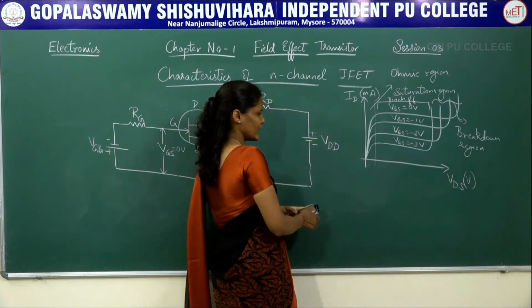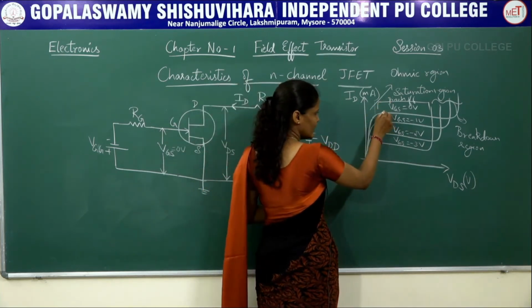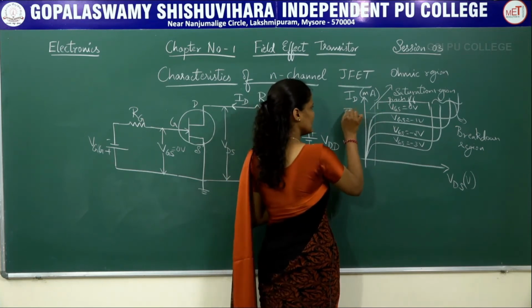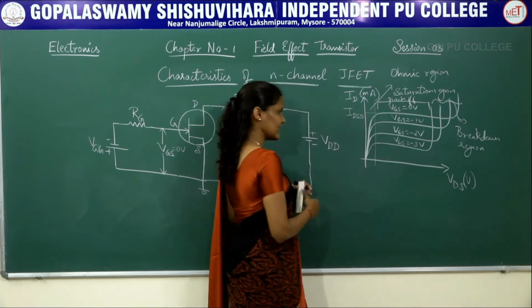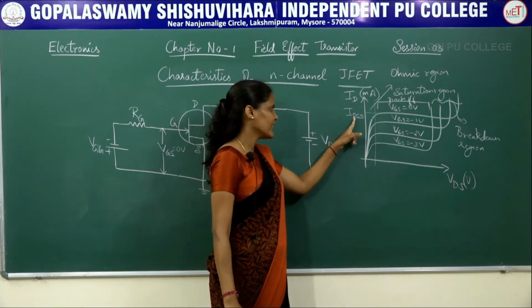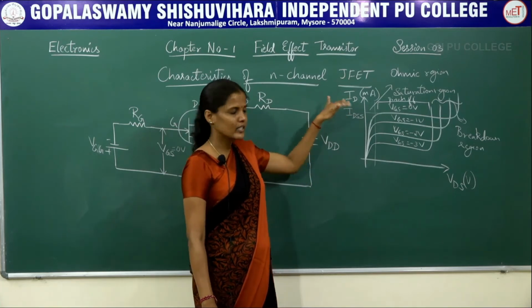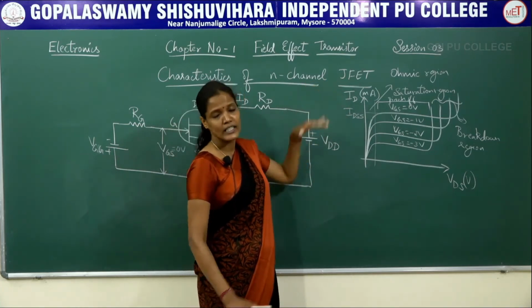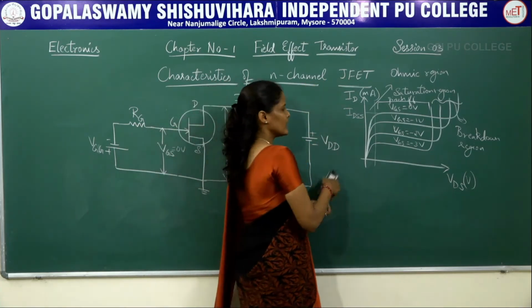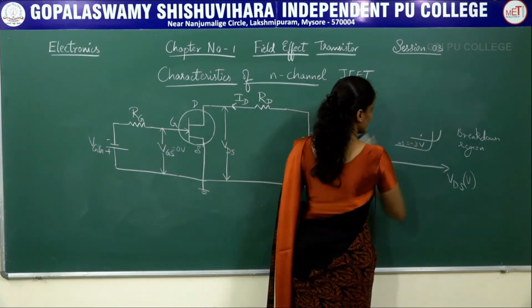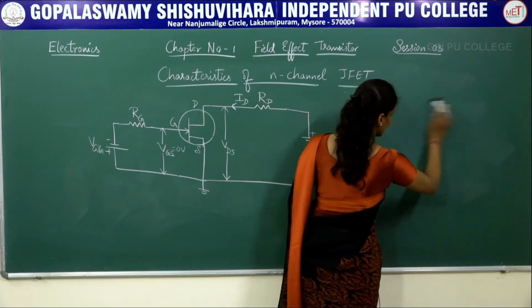Let us draw a separate graph. Before that, the maximum current which is reached when VGS is equal to 0, we call IDSS. IDSS is nothing but drain to source saturation current. This is the maximum current which is attained in the n channel JFET when VGS is equal to 0 volts. Let me draw these different regions separately and try to understand that properly.